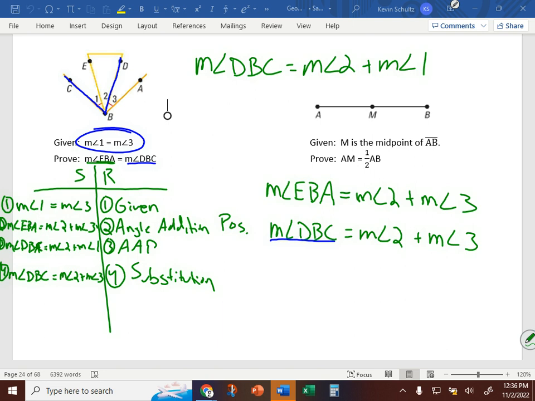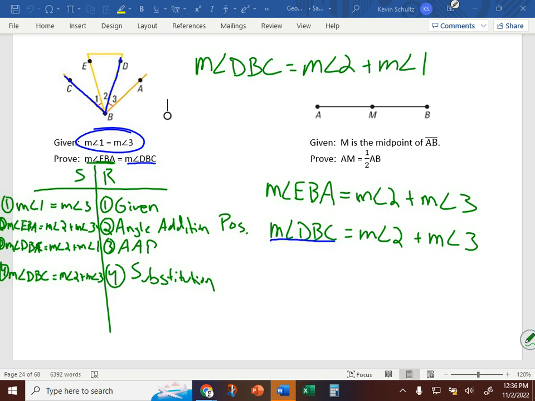Because if measure angle DBC is equal to measure 2 plus 3, and measure angle ABD, the other angle, equals measure 2 plus 3, then they're equal. Because of the transitive property.